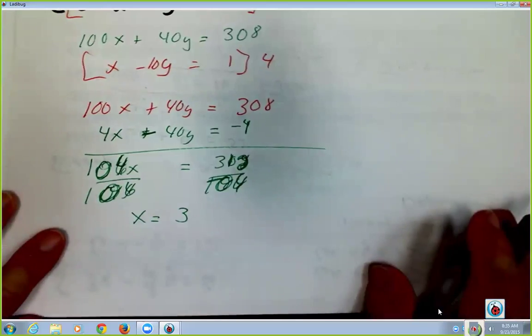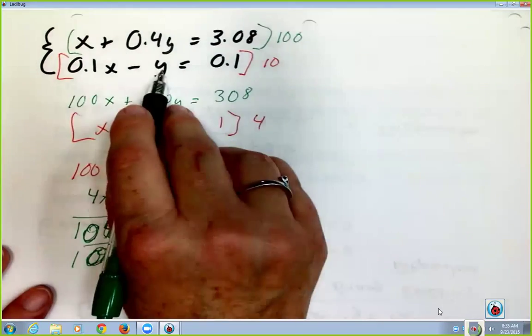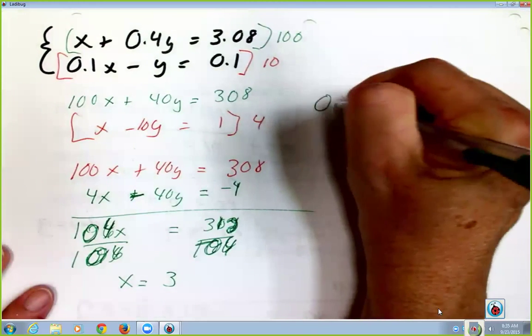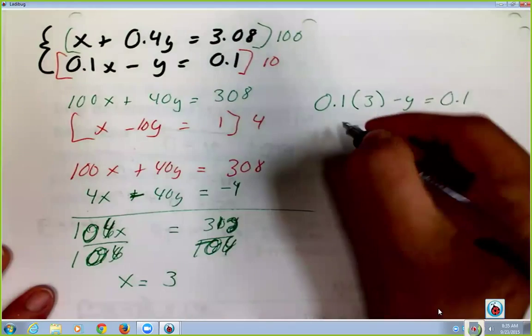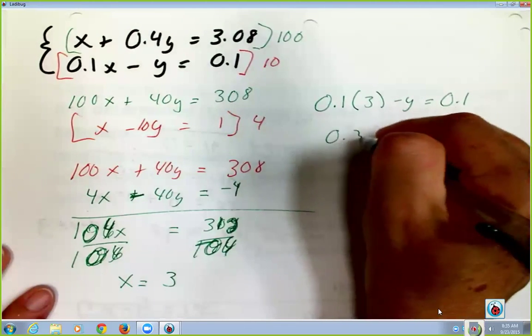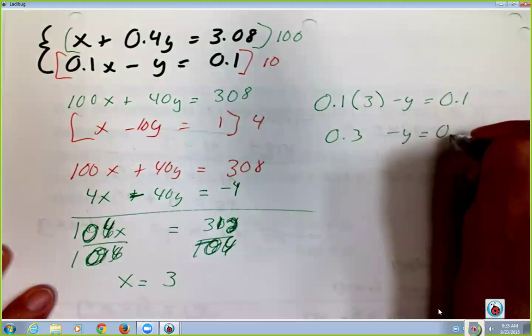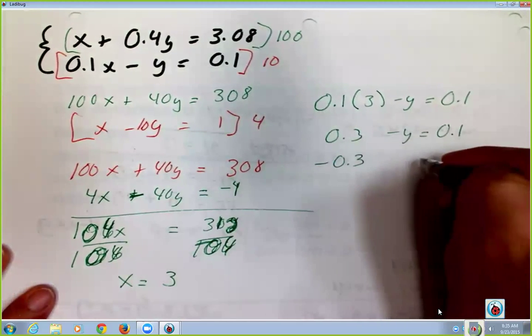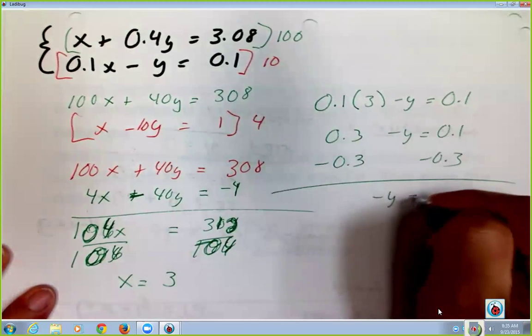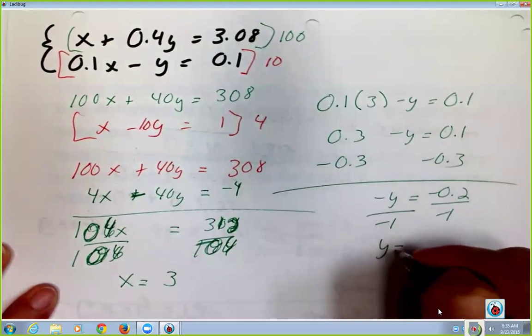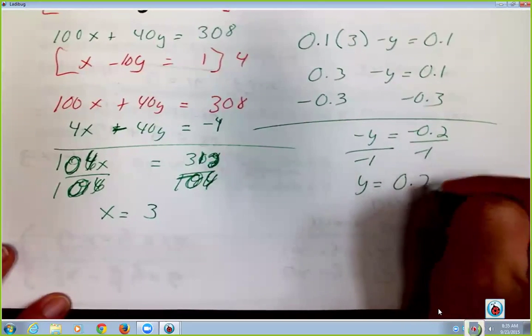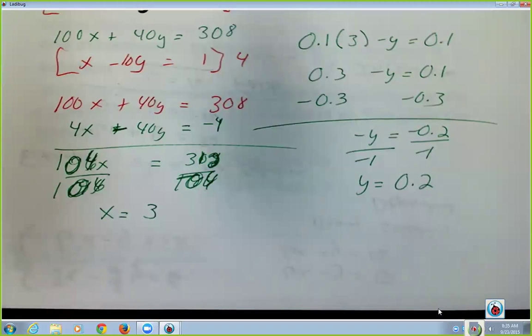So then, if I go back and finish solving it, what will I end up with for an answer for y? So I have 0.1 times 3 minus y equals 0.1. So I get 0.3. Subtract 0.3. Now I'm getting the right mood here. Minus y equals a negative 0.2. Divide by negative 1. So y will equal 0.2. And I shouldn't use green because it's probably not showing up for you in the back row. So that would be my answer.